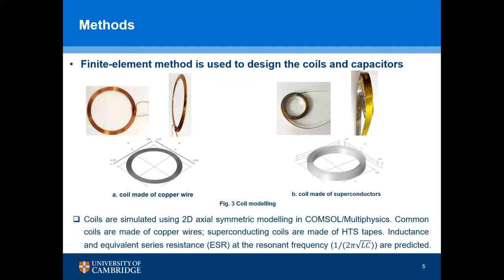Now let's move on to the methods. Our research starts from modeling and we presented it in February's project meeting. We have further revised some of the data and today we present it together with the experiment. By the finite element method, we simulate the coils and capacitors based on the actual geometry and materials. Coils are simulated using 2D axisymmetric modeling in COMSOL Multiphysics. Normal coils are made of copper wire. Superconducting coils are made of superconducting tapes. Inductance and the equivalent series resistance, the so-called ESR, at high frequencies are predicted. Figures illustrate the photographs of coils, assembled from copper materials and superconducting tapes, and their appearance in the finite element package.